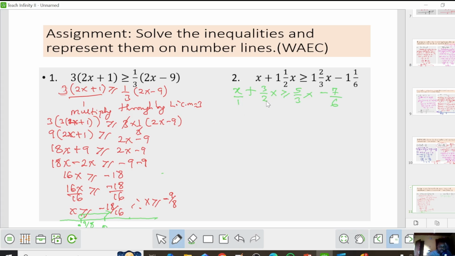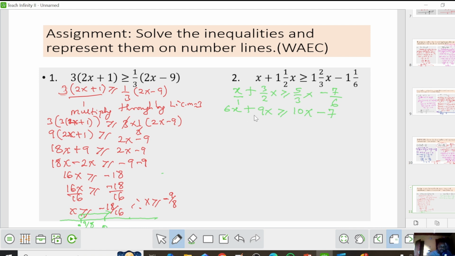So the LCM of 2, 3, 6 is 6. So I'm multiplying each term by 6. I multiply this one by 6, and it's 6x, plus multiply this one by 6. 6 times 3 over 2, cancel them: 6 divided by 2 is 3, that gives me 9x, greater than or equal to, if I multiply this one by 6, 6 divided by 3 is 2, 2 times 5, that's 10x. Then minus, multiply this one by 6, so that will be 7.